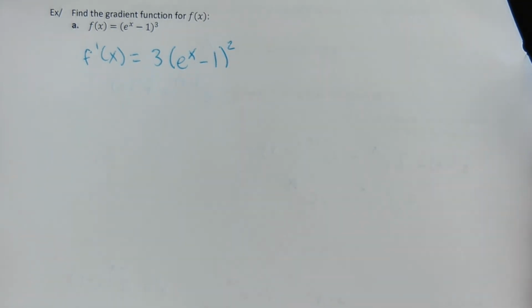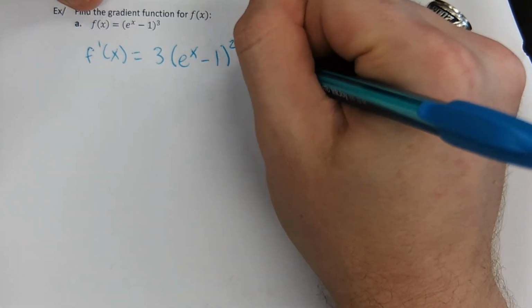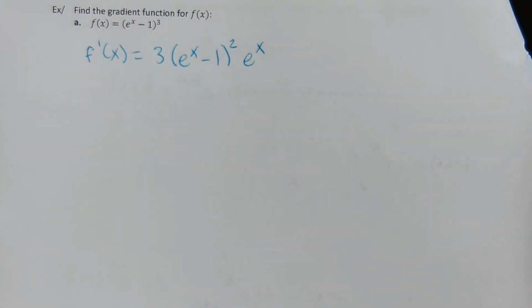But what is the derivative of e to the x minus 1? Yeah, it's just e to the x. And there's really no reason to do anything else. I mean, you could scoot the e to the x to between the 3 and the parentheses, but why? It's done. I would just call it right there. Very, very, very simple.